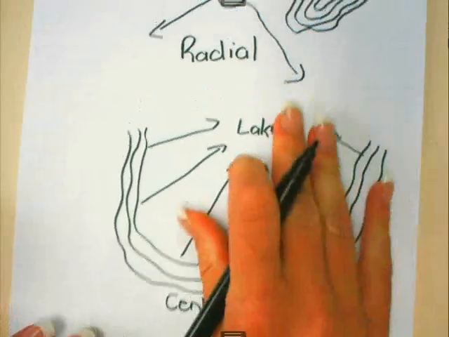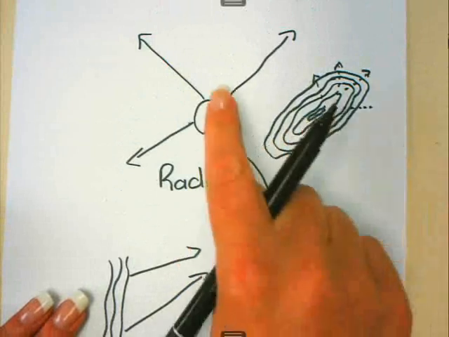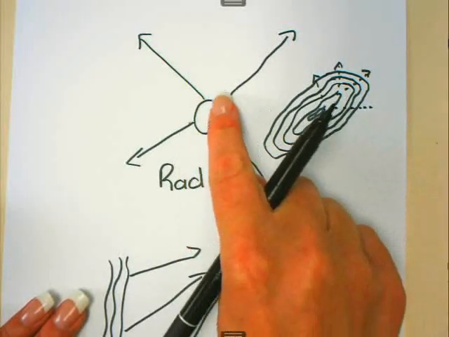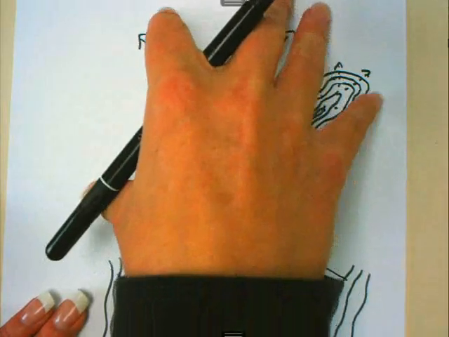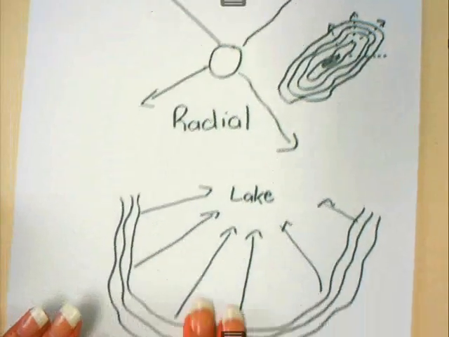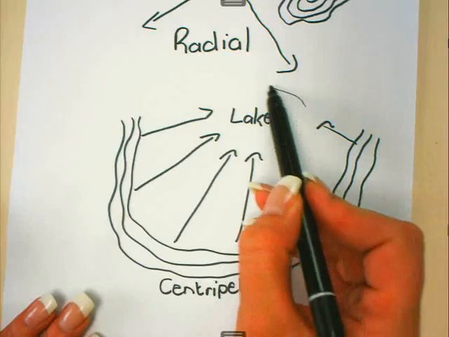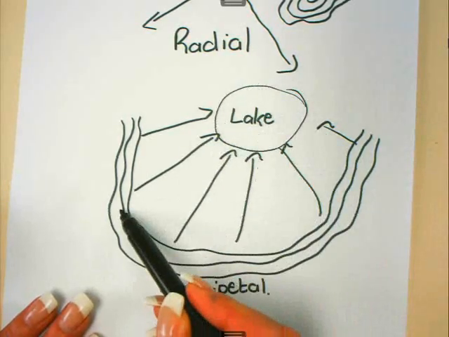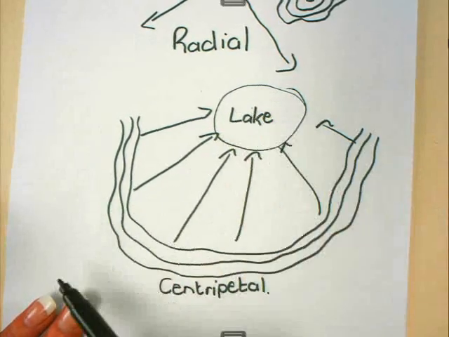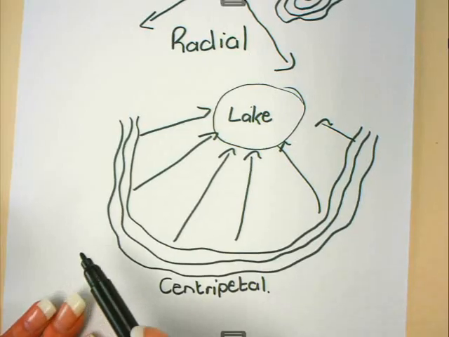So the radial pattern has a center that is higher lying and it's moving outwards, whereas the centripetal pattern has a center that is lower lying and the water is flowing inwards. I hope that explains your question.